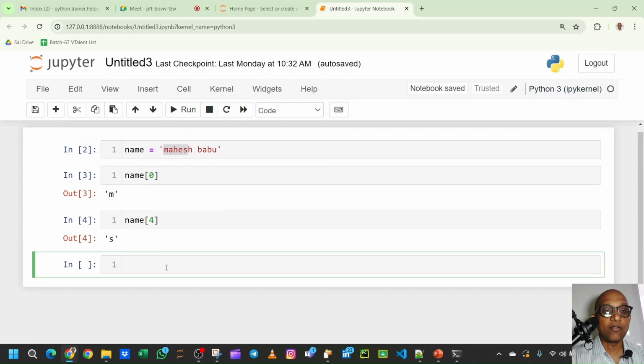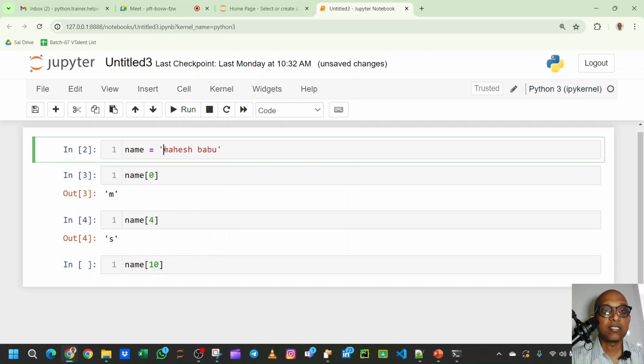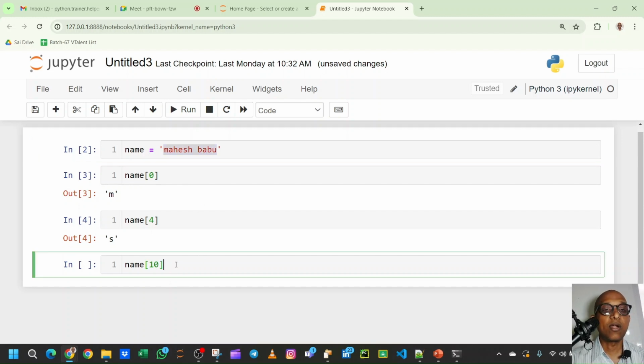Like this, you can get, for example, name of 10. What does it mean? I'm going to get the character present at the 10 index position. So this is 0, 1, 2, 3, 4, 5, 6, 7, 8, 9, 10. U is what I'm going to get.